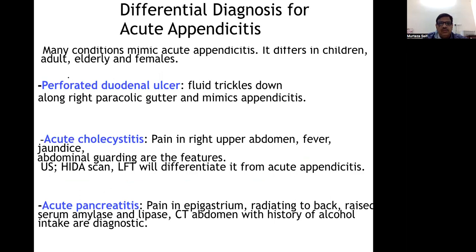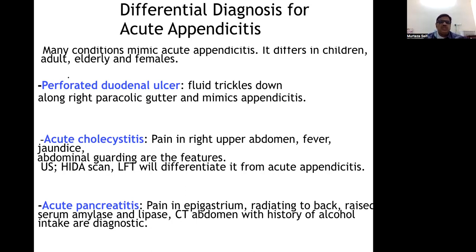Differential diagnosis of acute appendicitis, very important. Many conditions mimic acute appendicitis, and it is different in adult, elderly, and female. Perforated duodenal ulcer: fluid trickles down along the right paracolic gutter and mimics appendicitis. So one of the differential diagnoses of acute appendicitis is the perforated duodenal ulcer.